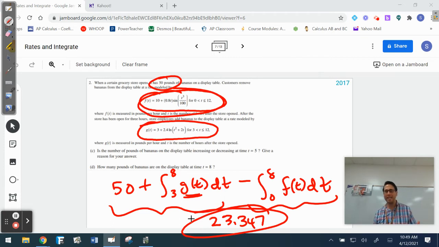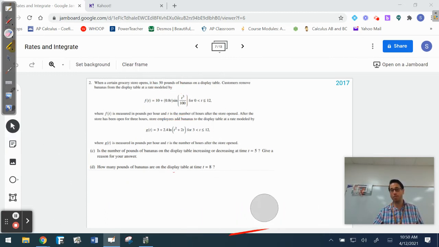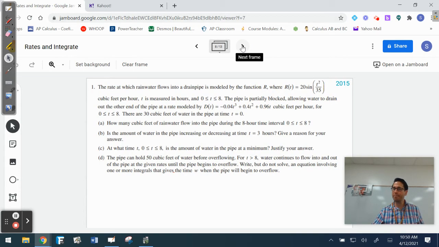And the reason why is because people are removing them. We don't start adding bananas to that until 3 hours in. That was worth 2 points. But I had to set up 2 separate intervals for that one. Why? Because we don't start adding bananas until 3 hours after we're open. Hopefully that was okay. Remember, hit pause on these guys.